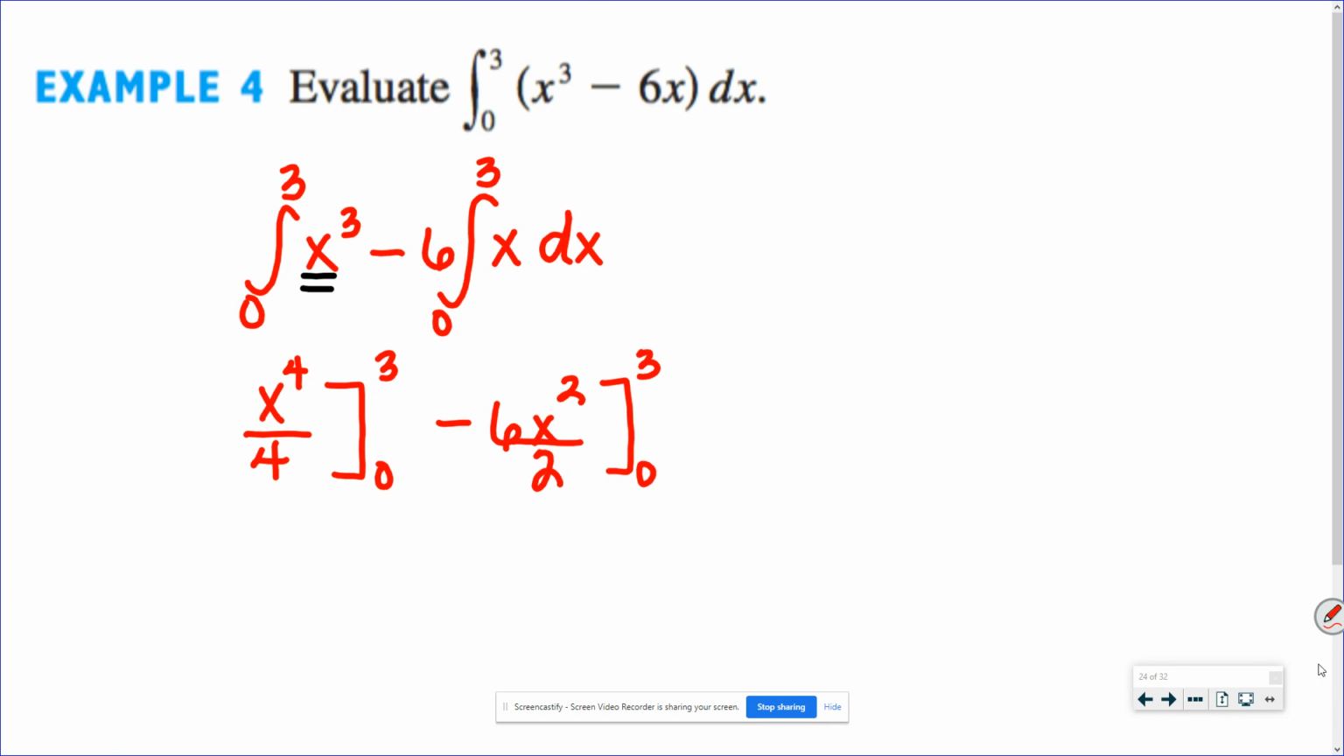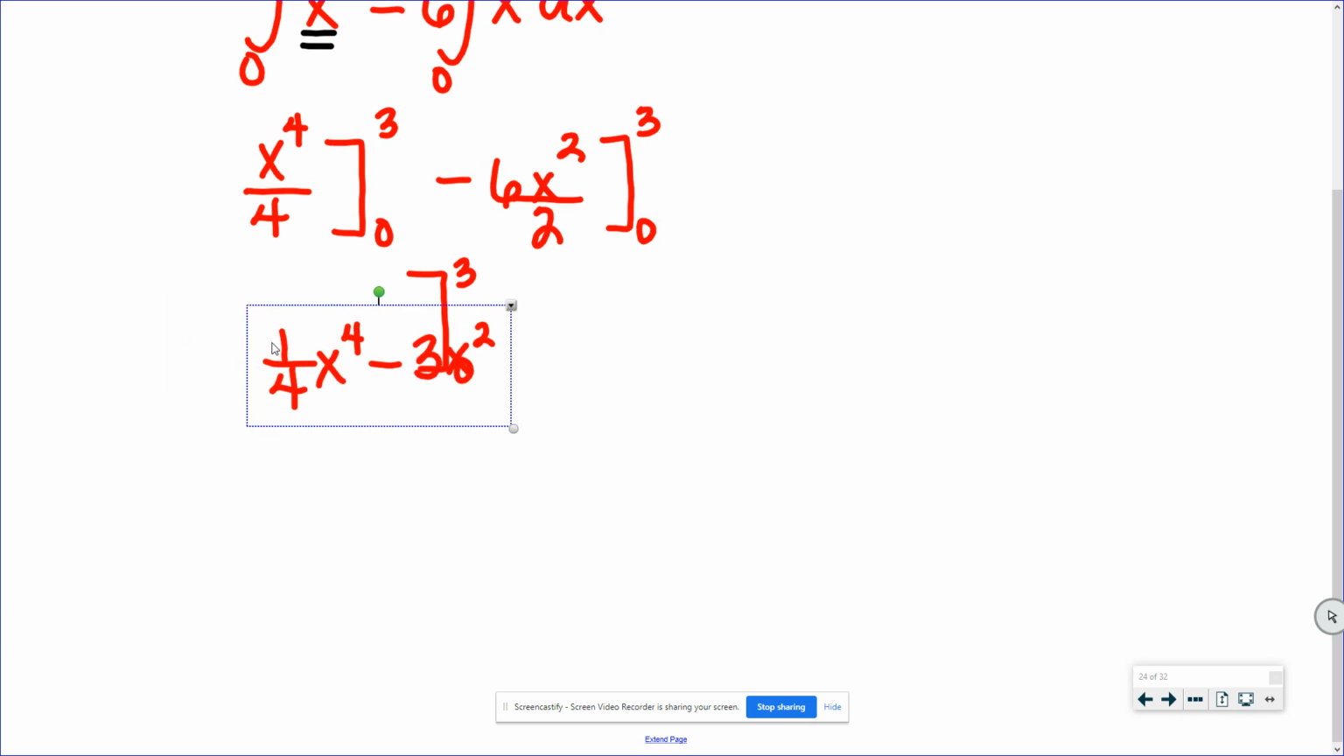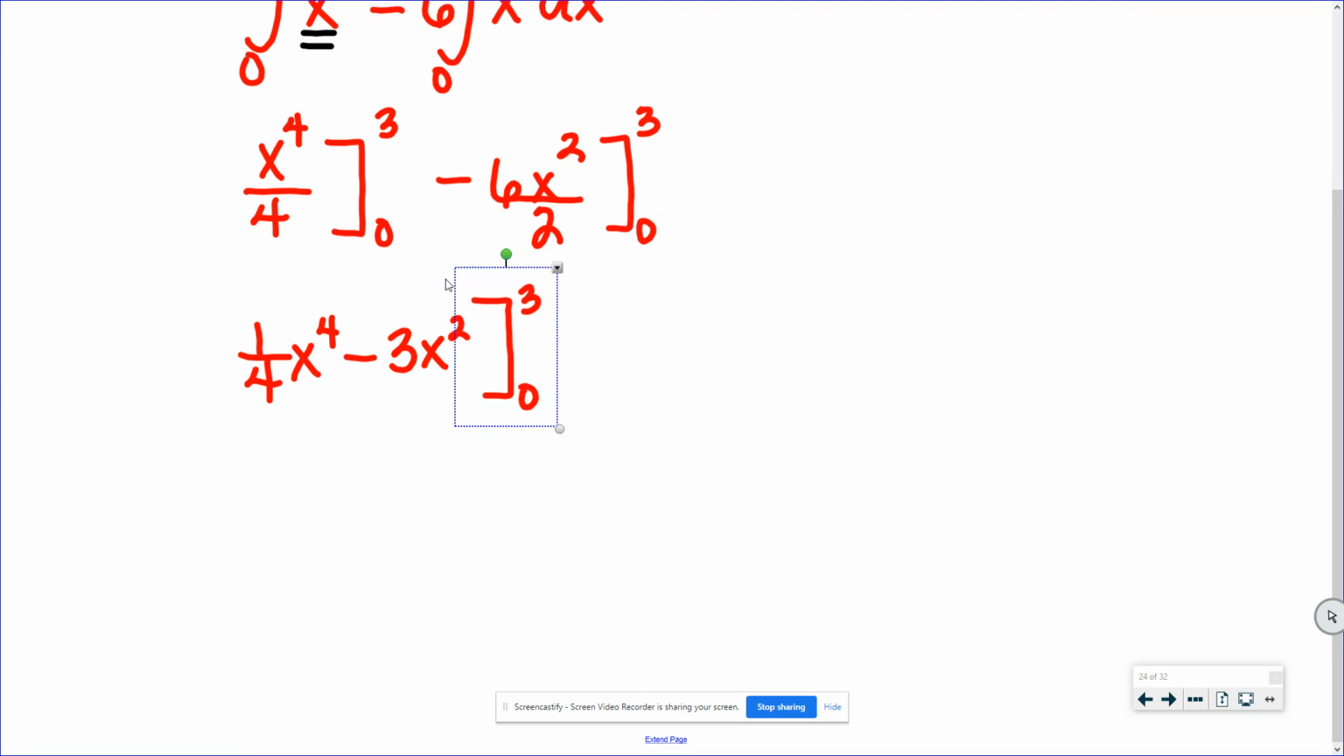And now we need to maybe simplify first, and then we can evaluate. So this is going to be 1/4 x to the 4th minus 3x squared. And we are evaluating this whole thing from 0 to 3. You'll notice I decided to put the terms back together just to make it a little bit easier to plug the numbers in. It's totally a preference thing. You don't have to put it back together in one big group. You can keep it split apart like I had up there.